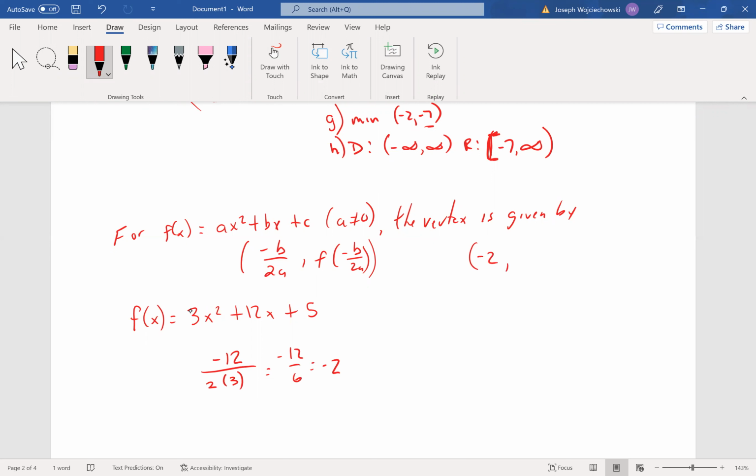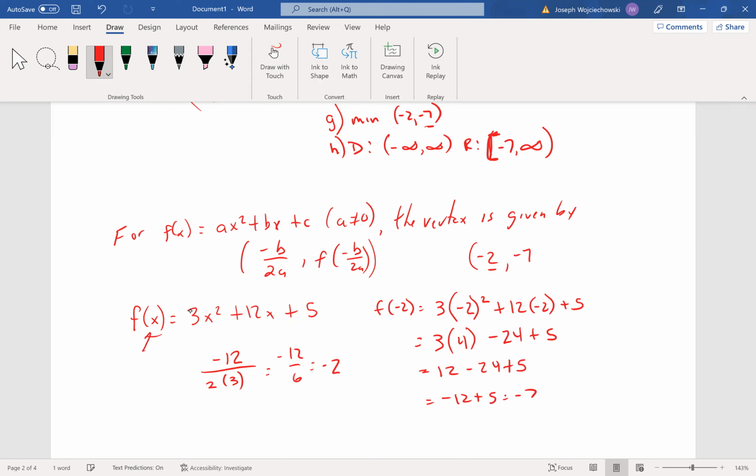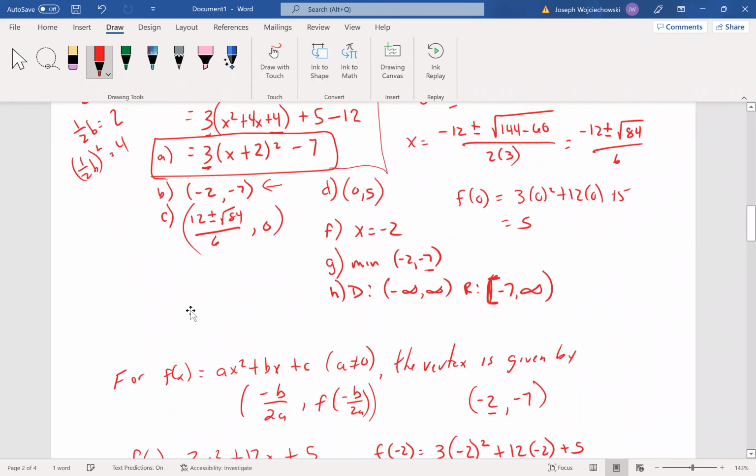Then to find my y, I simply plug in negative 2 in here. I find f of negative 2, which is 3 times negative 2 squared plus 12 times negative 2 plus 5. So here I have 3, negative 2 squared is 4. Here I have minus 24. Here I have plus 5. This is 12 minus 24 plus 5. Negative 12 plus 5, which is negative 7, which is the same thing we got here.